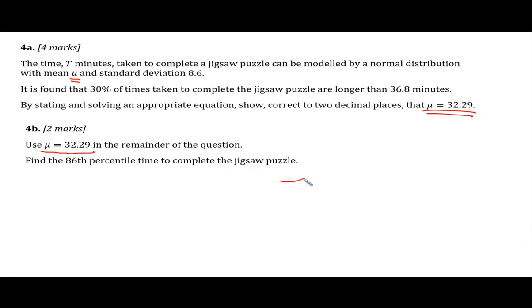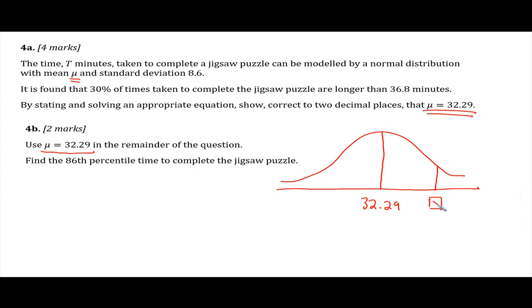Basically, the situation is we have a normal distribution. We know the mean now is 32.29, and we want to know the 86th percentile. Let's say the 86th percentile is somewhere right here. We want to know what time this is, and this area right here represents 86%, so 0.86 represents all this area. To calculate this, we actually have everything we need, because we know both the standard deviation and the mean now.